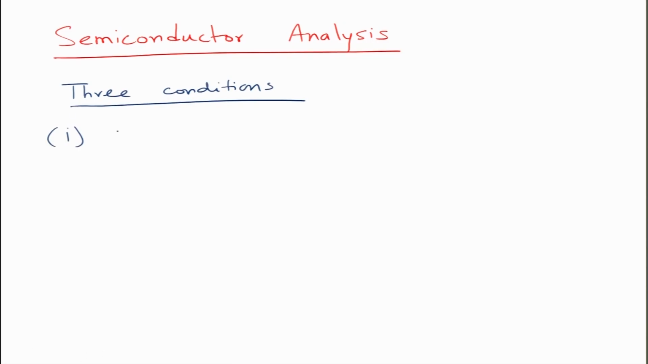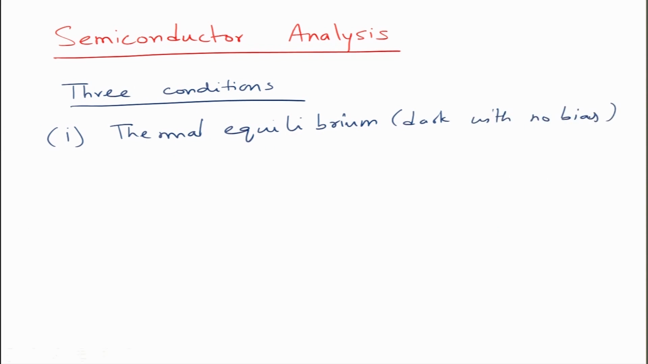First condition is that you have thermal equilibrium. So, that is what we did for PN junction, that is dark with no bias, that is the first condition that we followed, right. And then we can have, so this is the basic condition that is present when you have no light and no bias.